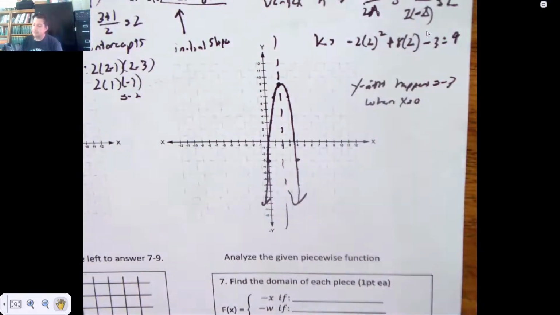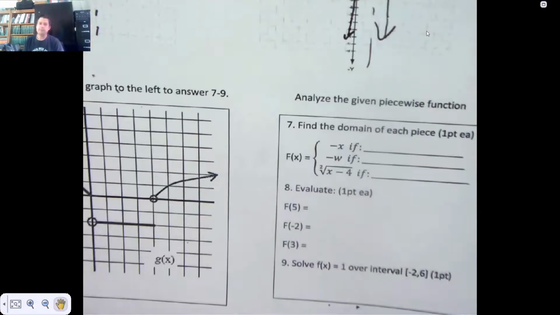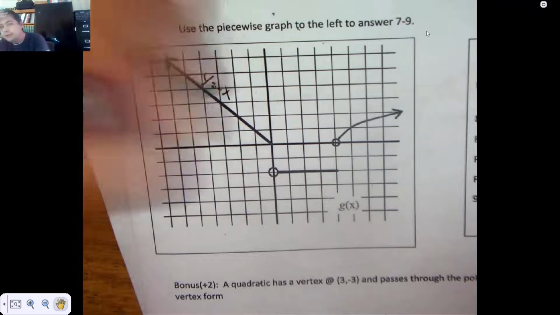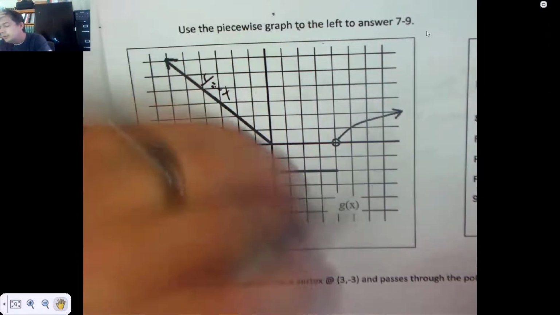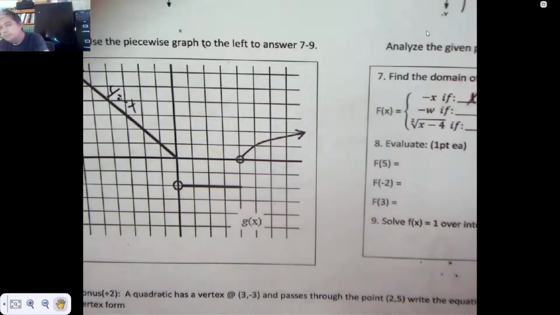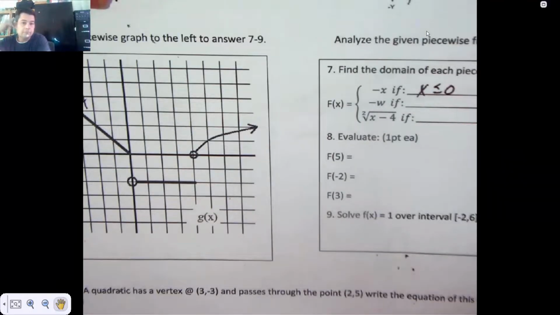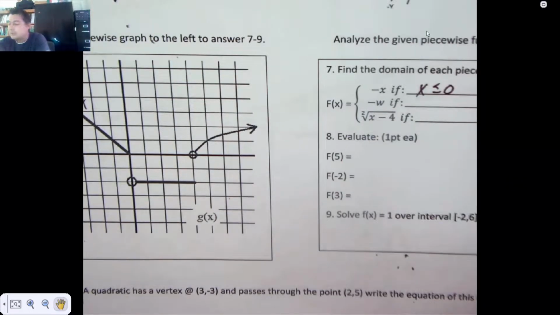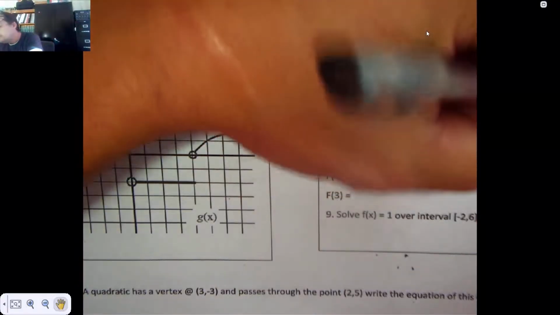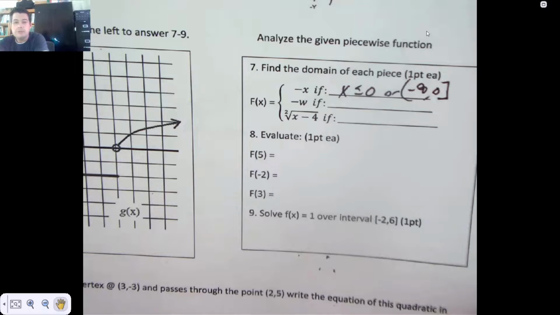So there's that one. Here's your piecewise graph. It's a simpler one. Use this graph to answer 7 through 9. Find the domain of each piece. This is y equals negative x right here. Everybody should know that. It is drawn so long as x is less than or equal to 0. There's nothing there saying that spot's open, so it's closed. Or if you like interval notation, negative infinity to 0 with a bracket. I don't care which one you use, you just pick one.